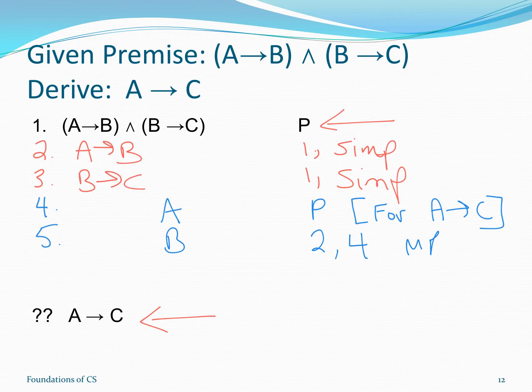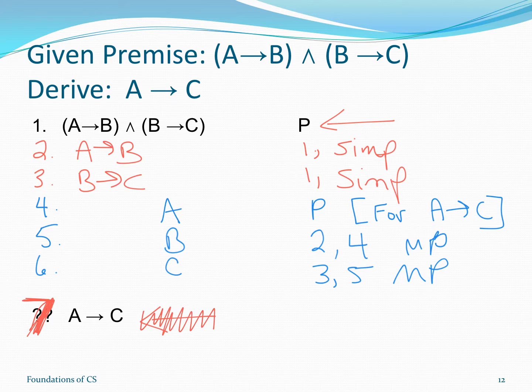But now that I've got B, I can do another modus ponens, right? I can get to C based on lines, what do we have? B implies C, 3 and 5, and modus ponens, and magic. Look, what was I trying to do? I'm trying to get A implies C. From A, I derived C, therefore, let's get rid of that. I could call this line 7, and outdent, we're back into our main proof again.